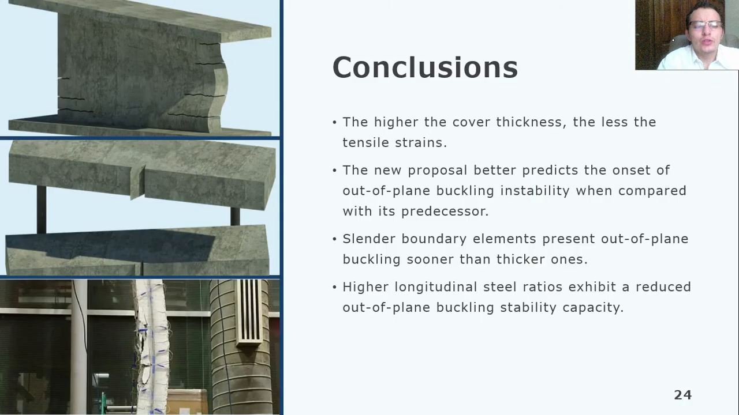And as conclusions, we have seen that the higher the cover thickness, the lower the tensile strain. The new proposal also better predicts the onset of out-of-plane buckling instability when compared with its predecessor and predecessors in general. We have also seen that slender boundary elements present out-of-plane buckling sooner than thicker ones, and that high longitudinal reinforcement ratios exhibit a reduced out-of-plane buckling stability capacity.